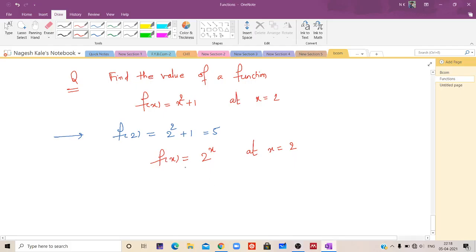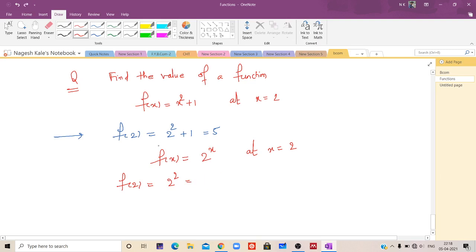In this case also you need to find the value of the function f of x equal to 2 raised to x at x equal to 2. So you have to just put 2 in place of x. So f of 2 is equal to 2 raised to 2, which is just 4, right? Similarly, you can go about finding the values of some other functions as well.